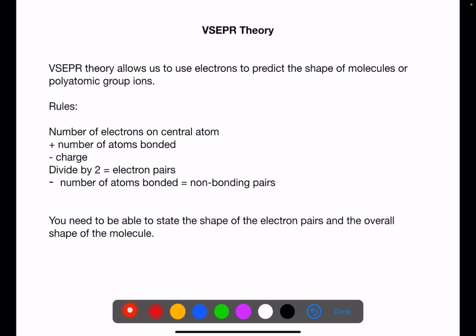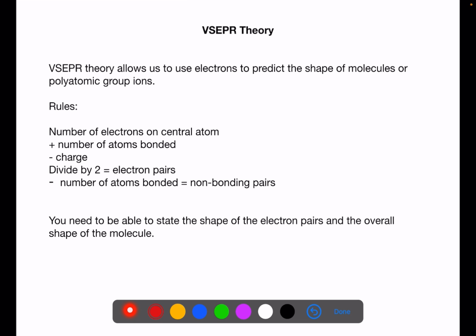Let's have a look now at shape. So VSEPR theory, which is valence shell electron pair repulsion theory, allows us to predict the shape of molecules or polyatomic ions. So there are some rules for doing these calculations. They're very straightforward. So you count the number of electrons on the central atom, so that's in the outer shell, just as you would have when you tried to draw dot and cross pictures in the past. Add on the number of atoms that are bonded, take away any charge, divide what you're left with by 2, and that tells you how many electron pairs you have, and then take away the number of atoms bonded to find out how many non-bonding pairs you have.